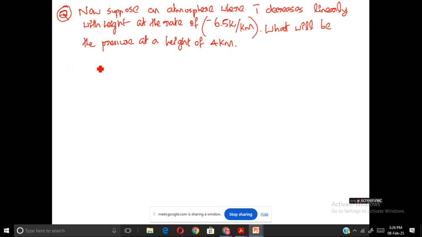So again, the height is the same, 4 kilometer. We will take the same conditions: the surface pressure is 1000 hectopascal and the surface temperature is 288 Kelvin. Now here the difference is that instead of considering an isothermal atmosphere, we are considering that the temperature is decreasing with respect to height, which is basically known as the lapse rate. It is represented by gamma and is given as minus 6.5 Kelvin per kilometer.